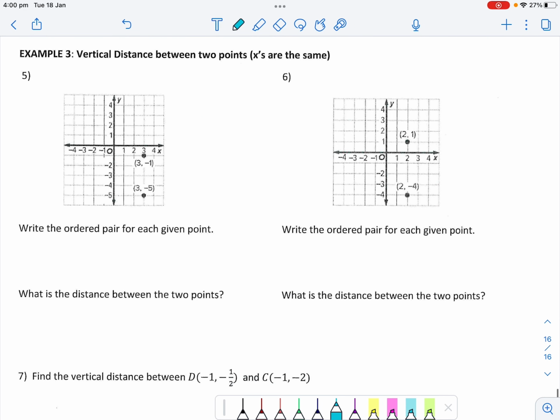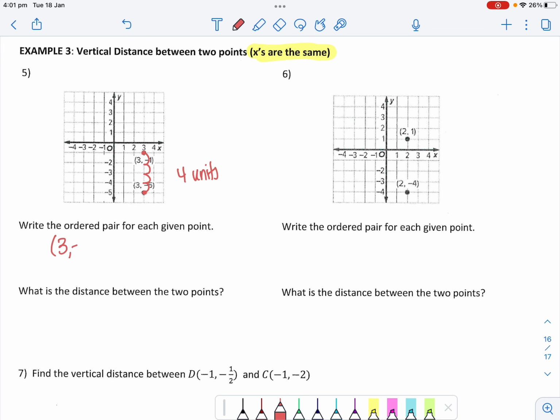Vertical distance is going to be very similar, only this time the x's are the same. So now we're going up and down on the grid. So here I'm going to count from here to here. So 1, 2, 3, 4 units. And again, distance is not negative. So even though we're counting up and down, it's still positive distance.